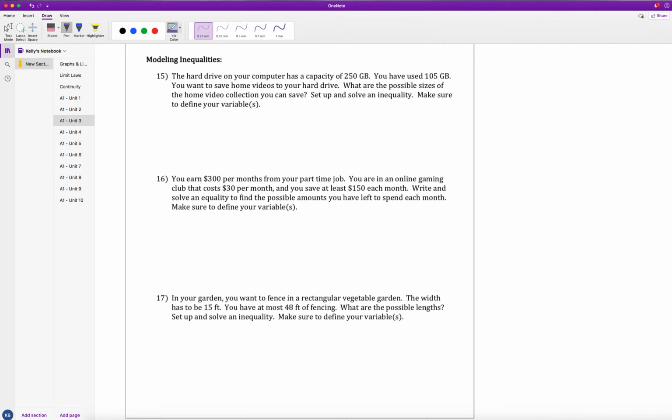So let's read our first example. Number 15 says the hard drive on your computer has a capacity of 250 gigabytes. You have used 105 gigabytes so far. You want to save home videos to your hard drive. What are the possible sizes of your home video collection you can save? Set up and solve an inequality, making sure to define your variables.